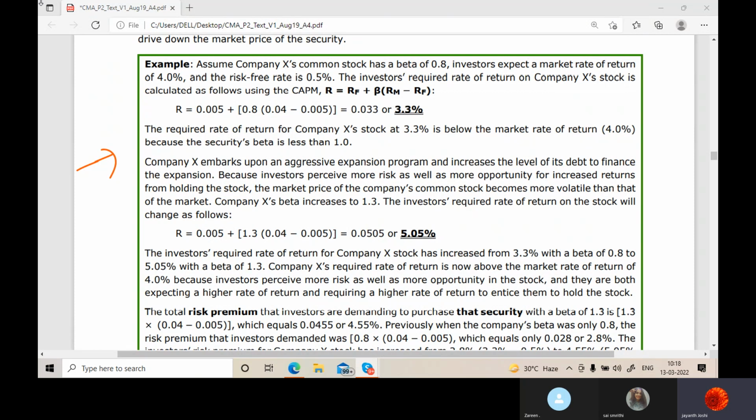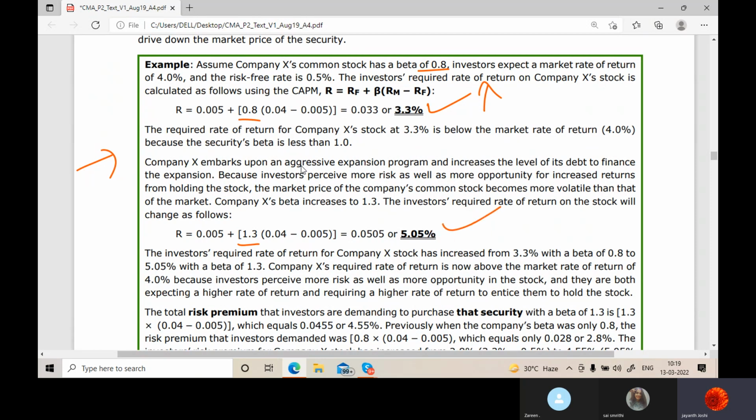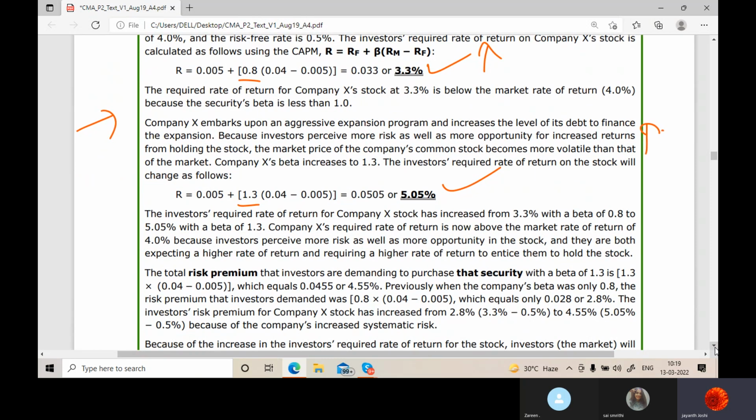What you will see here is that when the beta increases, the risk increases, and when the risk increases, the returns also increase. Here it is 3.3% with 0.8 beta. Here the beta is 1.3 and the return is 5.05. Okay, so why is this happening? Because of the higher risk, the investors want to be compensated with higher returns. They would be satisfied with that.